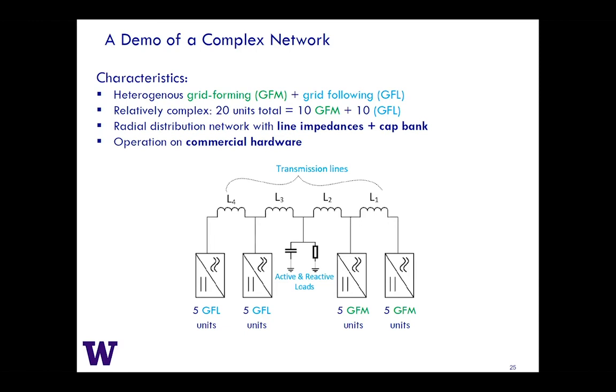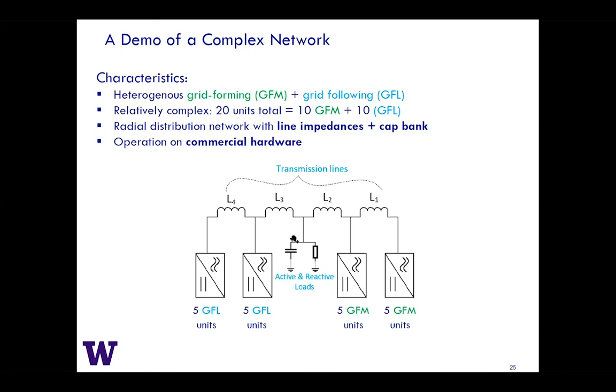So the experiment has 10 grid forming units, 10 grid following units. They form a 100% power electronics mini grid. And each of these represents a pocket of 5 inverters, where the various flavors that each of them are is highlighted here in blue and green. And then we put impedances between them to emulate what would happen if they have physical lines separating them. And then, of course, there's loads on the system.